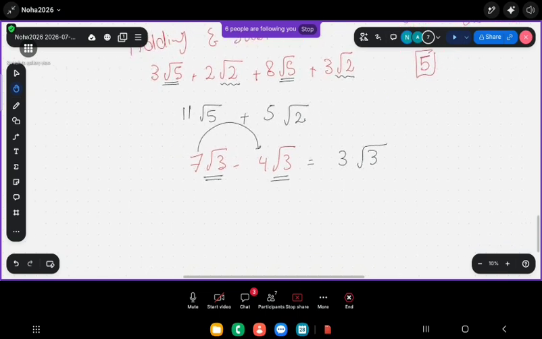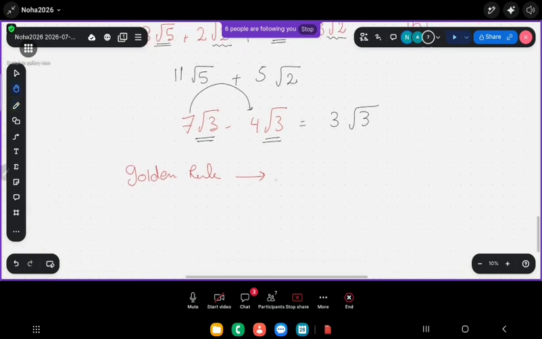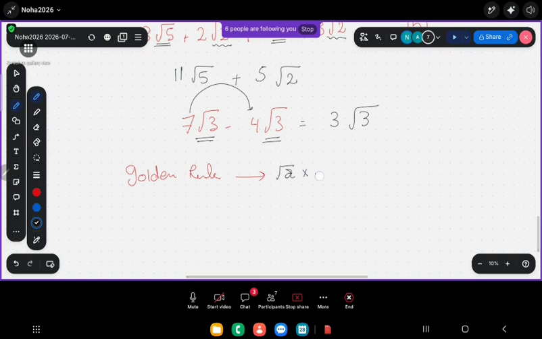Now, we have a golden rule. Catch the golden rule with me. What is the golden rule here? We take multiply, divide, add, subtract. What about multiply? Look at here. If we have root A multiplied by root B, it can be collected together below the root. So it's going to be A multiplied by B. If you have root A over root B, I can collect them together below the root. It's going to be A over B.